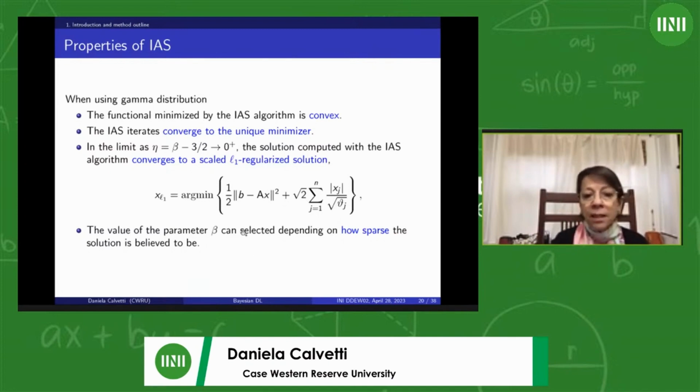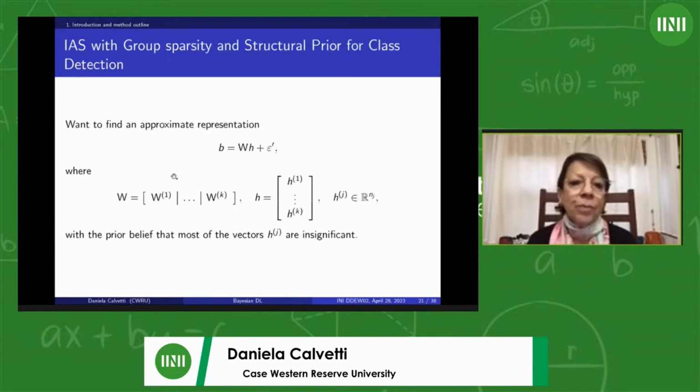This interpretation is very convenient because it gives us a way of thinking of the parameter beta as a knob that expresses how sparse we expect the solution to be. Very close to 3/2, very sparse; a little further, more relaxed, not so sparse. But it's a very fast algorithm, and it can be implemented also for very large problems if one solves the least squares problems with, for example, conjugate gradient for least squares.